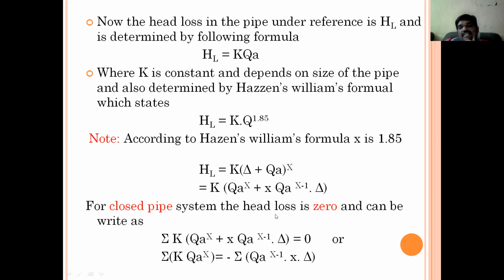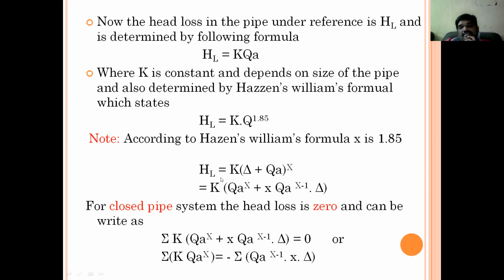For a closed pipe system, the head loss is 0 and can be written as sigma K into QA power X plus X QA power X minus 1 into delta equal 0. What is the statement here? For a closed pipe system, you know how it comes? Hope you know how it comes, no? So we are just differentiating this, we are just elaborating this equation.